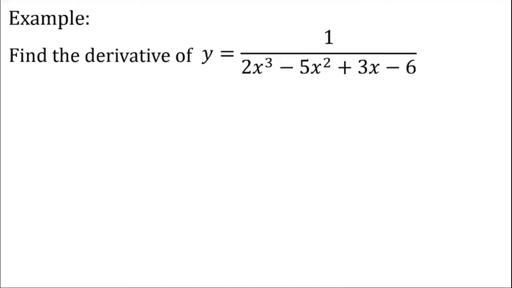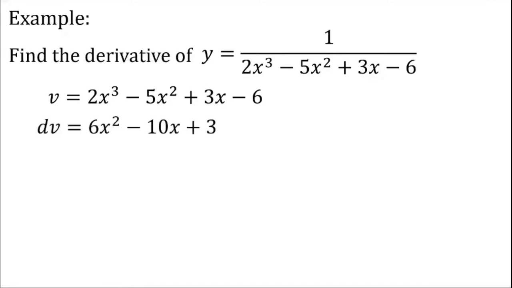Find the derivative of y equals 1 over 2x cubed minus 5x squared plus 3x minus 6. Let b equals 2x cubed minus 5x squared plus 3x minus 6. db is equal to 6x squared minus 10x plus 3. What will be our answer?